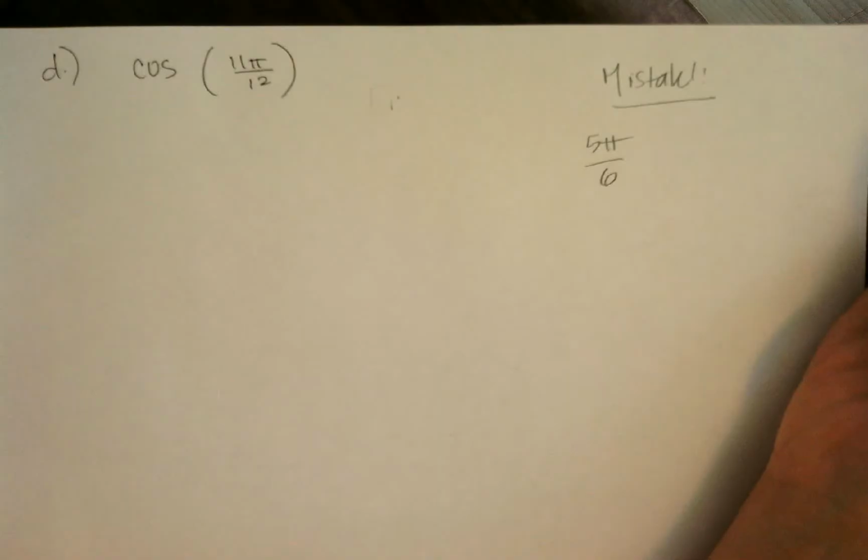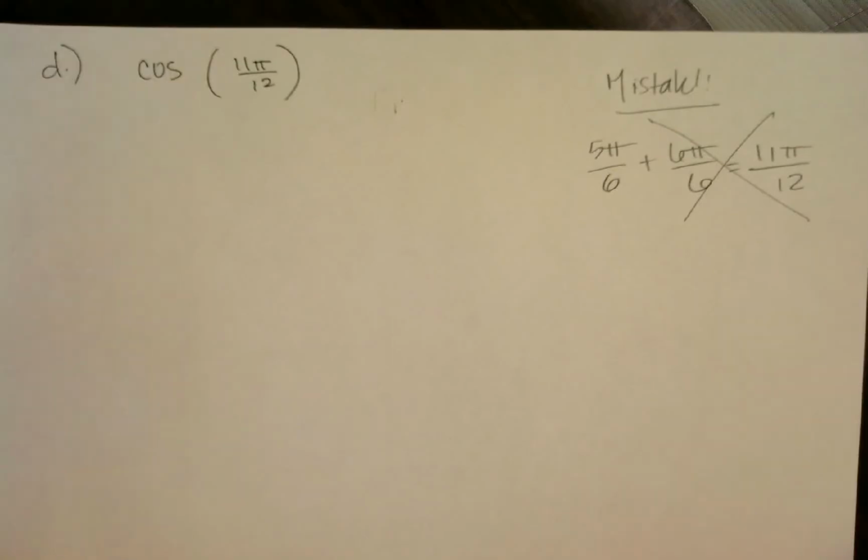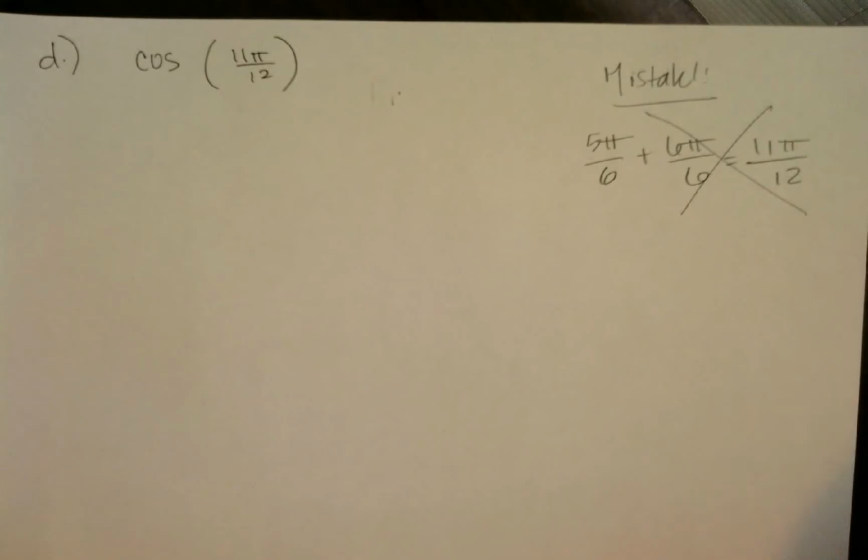Common mistake. Let me show you mistakes. Pi over 6, because that's famous, right? Plus 6 pi over 6. Oh, that's 11. 5 plus 6 is 11 pi over 12. Let's stop it right now. Okay. Be careful.